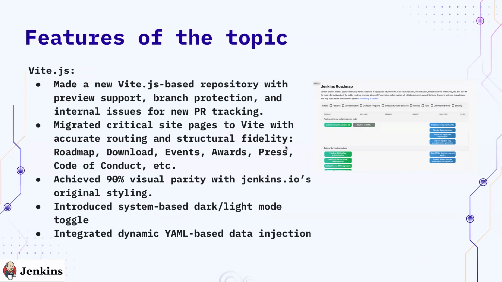And we have migrated some critical site pages like roadmap, download, event, and many more, totaling around 25-plus till now. We have tried to achieve 90% visual parity with the Jenkins.io site, and also support for dark and light mode. And for dynamic loading, we have been using YAML loading to render the contents for some important pages, so that it actually works without using a static approach.